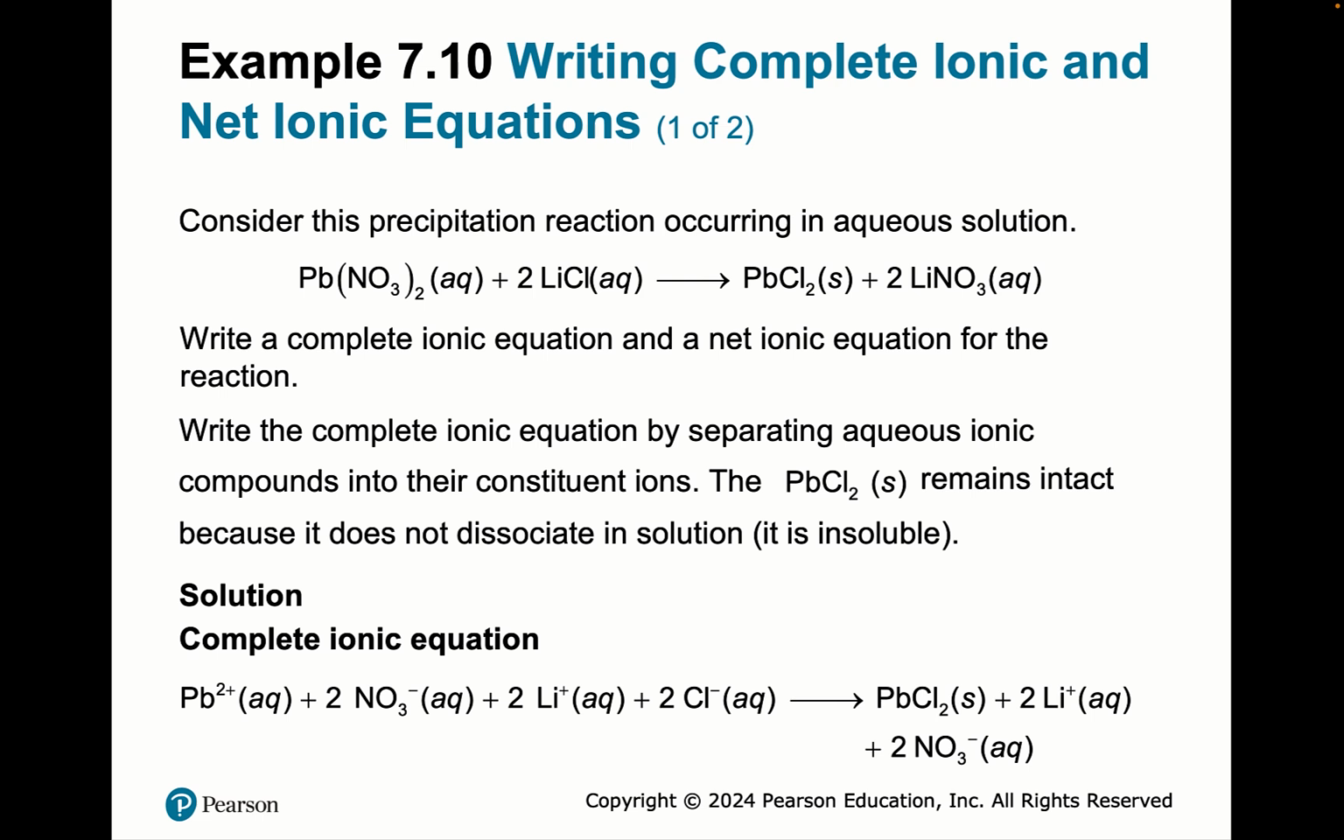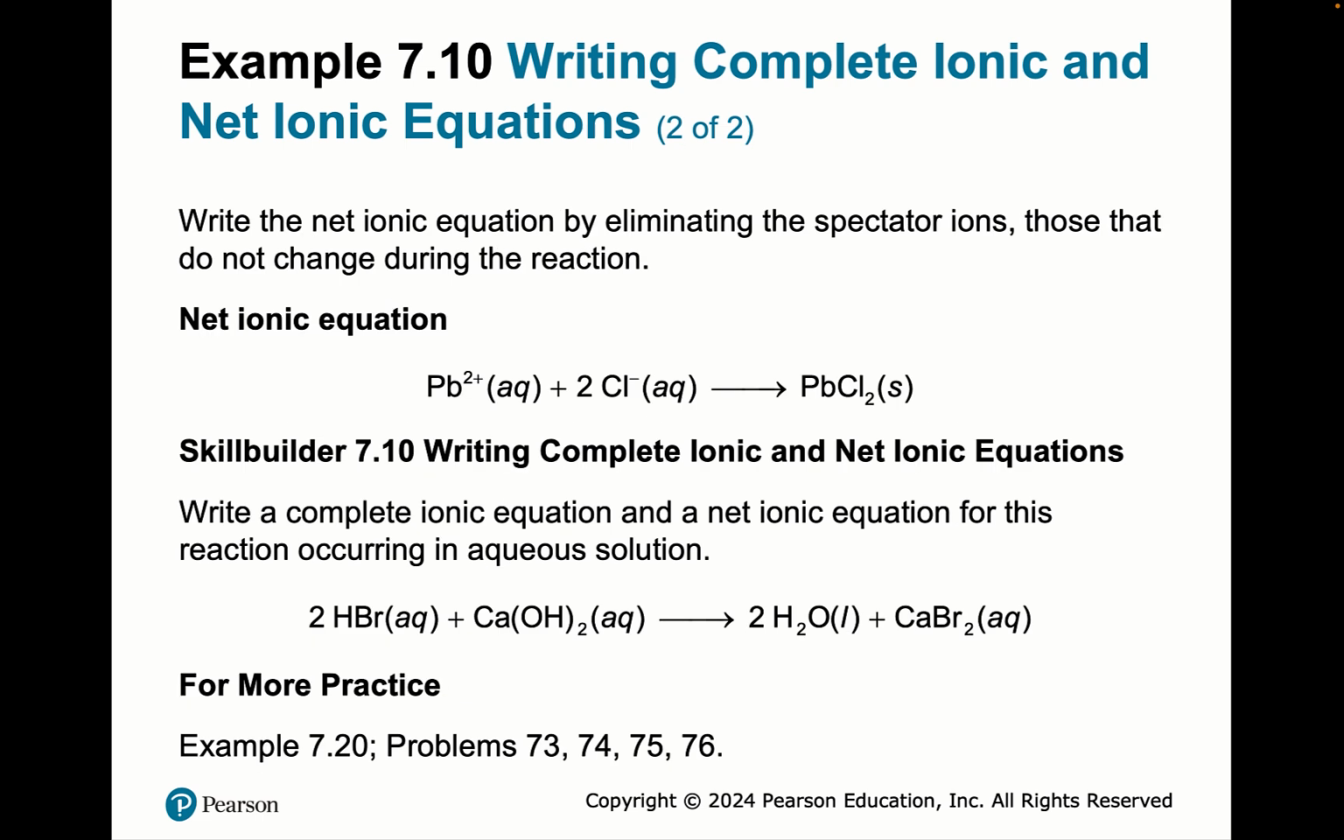And now let's write the complete ionic equation. We're going to split lead nitrate up into lead plus 2 aqueous plus 2 nitrates aqueous, and lithium chloride into 2 lithium aqueous and 2 chlorides aqueous, which react to form lead 2 chloride solid plus 2 lithium ions aqueous plus 2 nitrate aqueous. Now when we look at the complete ionic equation, we have spectator ions. The lithium and the nitrates are spectator ions.